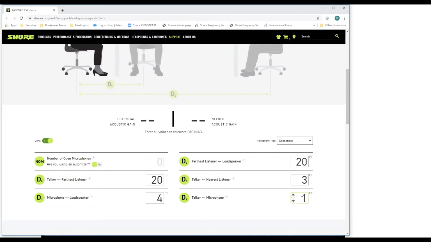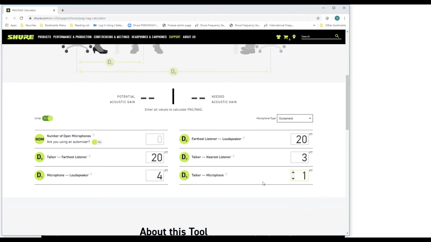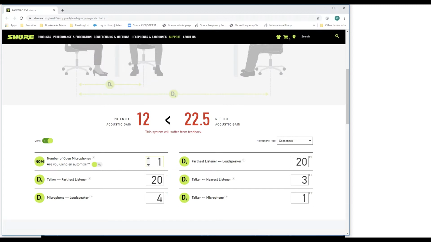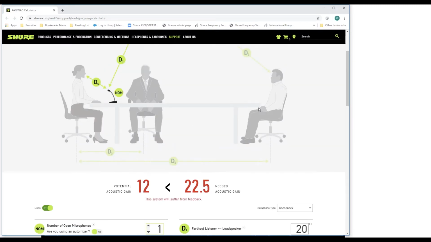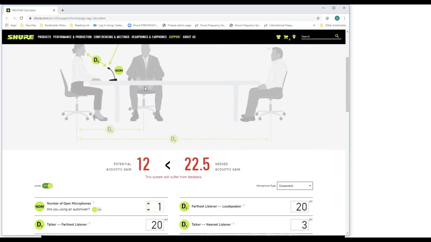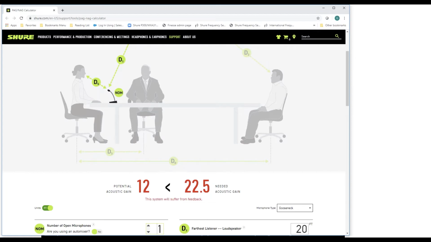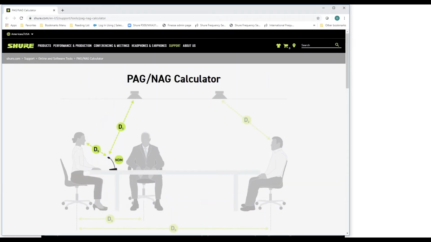The person is 1 foot from the microphone. We're assuming there's only one mic turned on, so let's put 1 in here. And the calculation automatically shows up in red, right? Our needed acoustic gain: in order for this person who's 20 feet away to hear as well as this person that's only 3 feet away from the talker, we need 22.5 dB of gain. The current setup is only going to deliver 12 dB of gain. That essentially means as soon as we turn it on, we're going to get feedback. That's not a good thing, right?